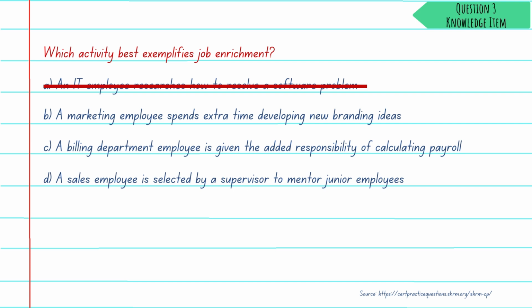The marketing employee who spends extra time developing new branding ideas is an example of job crafting, which is when an employee takes proactive steps to redesign daily tasks and duties. The employee who receives extra responsibilities in the billing department is an example of job enlargement because the employee takes on extra tasks and responsibilities that are lateral to the employee's currently assigned responsibilities. The correct answer is D.